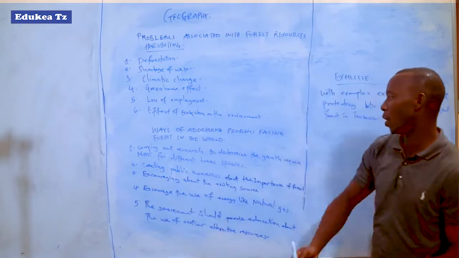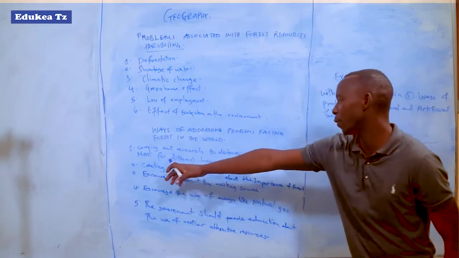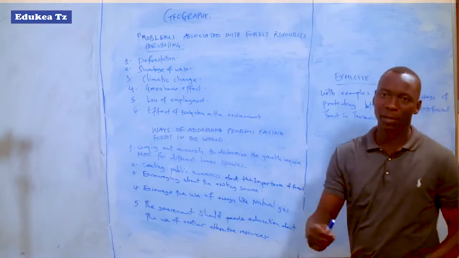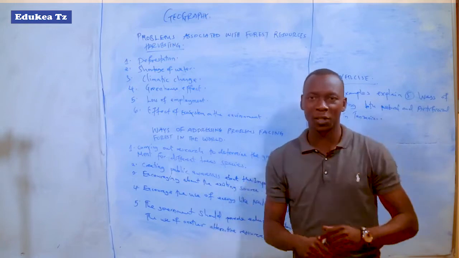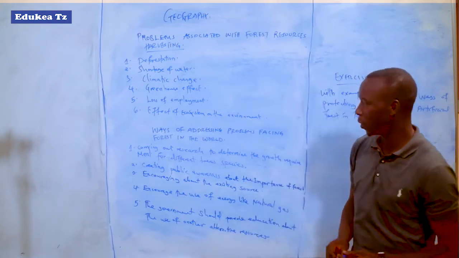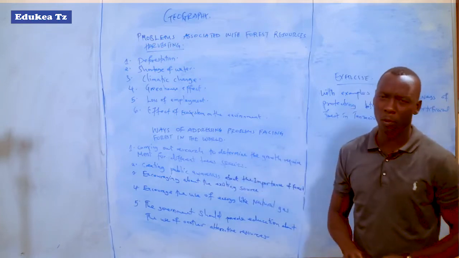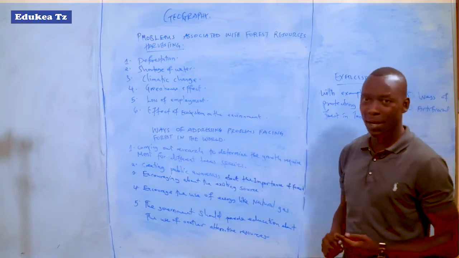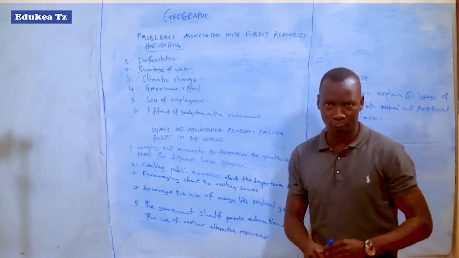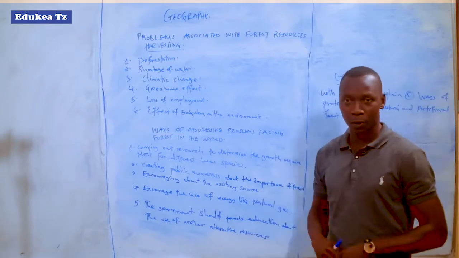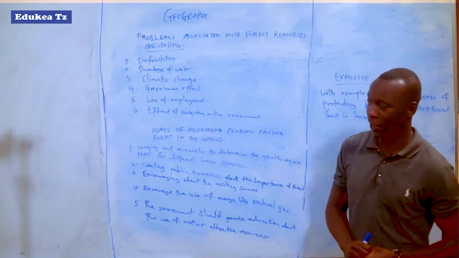The first is carrying out research to determine the growth requirements for different tree species. There are some species that are growing in a particular area that do not match the climatic conditions there or the nature of the soil. If research is carried out, they will come out with a critical analysis and give a concrete answer, which will give education and make people aware of what kind of trees should be grown in a particular area.